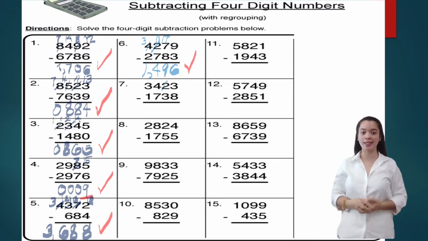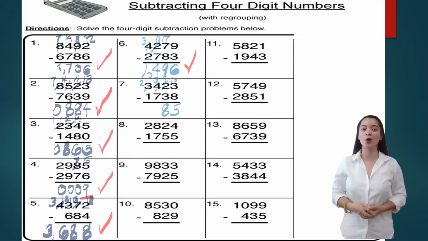So let's borrow again from 2. 2 becomes 1. And 3 becomes 13. So 13 minus 8 equals 5. 1 minus 3 cannot be, let's borrow. Okay, 3 becomes 4. 4 becomes 3. And 1 becomes 11. 11 minus 3 is equal to 8. 3 minus 7 cannot be, let's borrow from 3. 3 becomes 2. And 3 becomes, okay, becomes what? 13. 13 minus 7 equals 6. And 2 minus 1 equals 1.